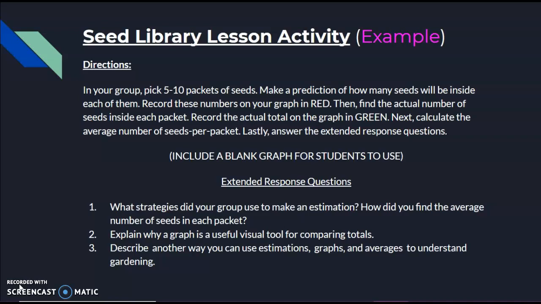And 3, describe another way that you can use estimations, graphs, and averages to understand gardening. So I really like that. It gives kids an opportunity to be creative. This could lead into other future activities as well, possibly. And all in all, I thought those extended response questions were a good way to summarize the activity as a whole.